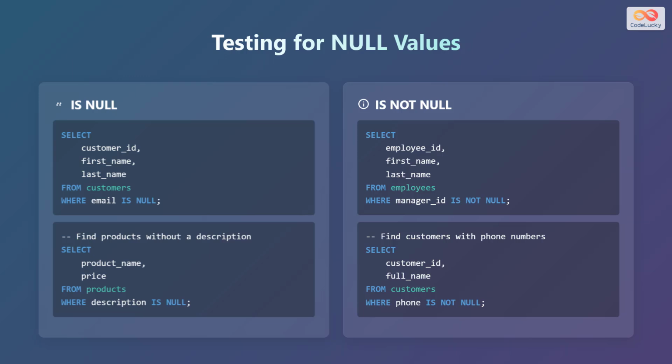To check for null values, we can't use standard comparison operators. Instead, we use the IS NULL and IS NOT NULL operators. Let's explore each of them in more detail with code examples.